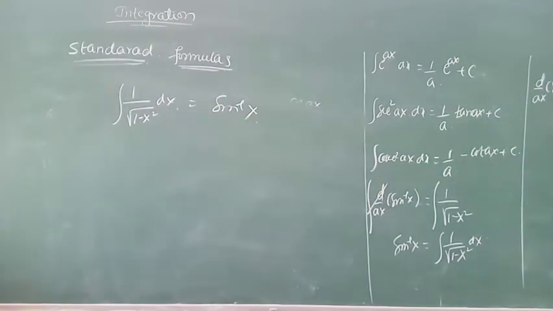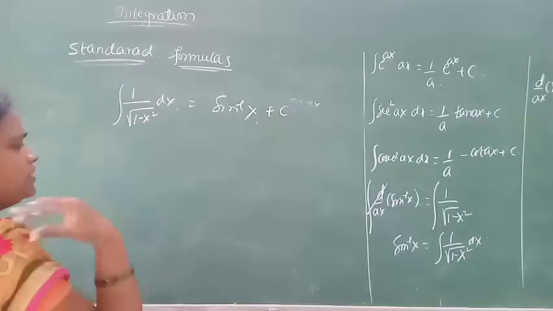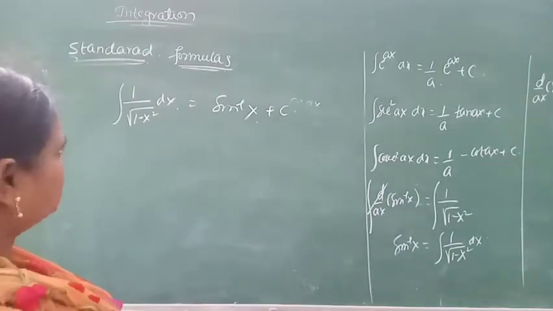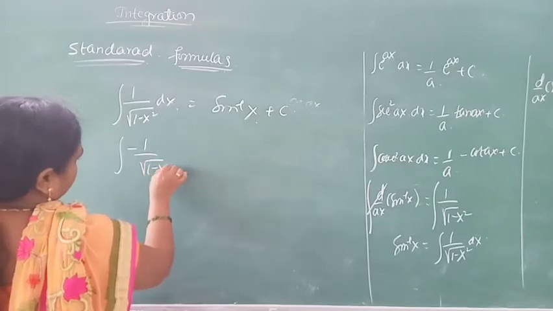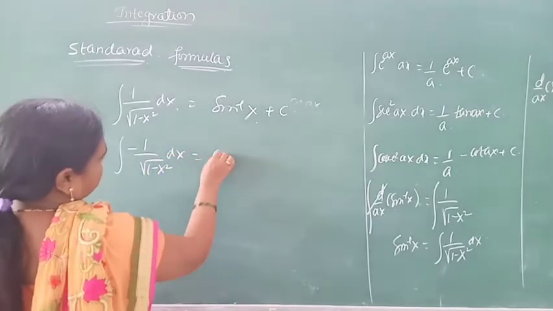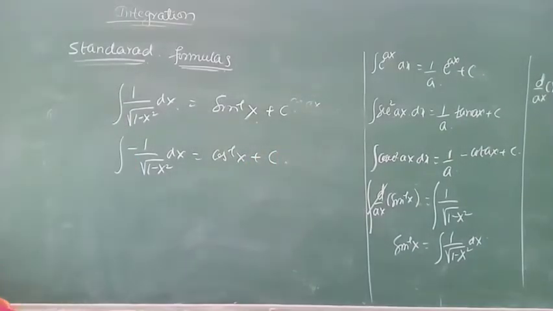If you know the differentiation, only then can we do the integration. That's why please remember the formulas. Please take all the formulas in your chart. Next, integration of minus 1 by root of 1 minus x square dx. This is cos inverse x. Please go through the chart. Minus 1 by root of 1 minus x square is cos inverse x.